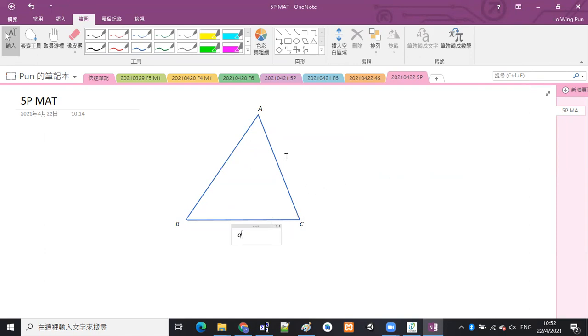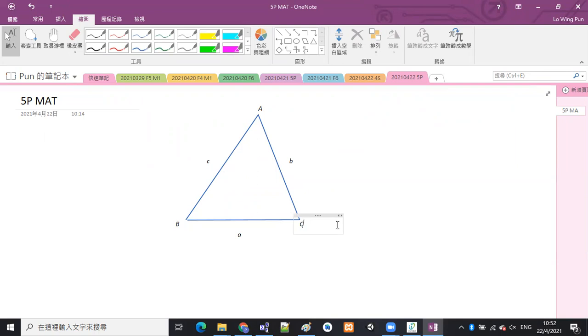Can you get the idea? How about this one? This side AC, what shall we label this? B, yes, because this side is opposite to this angle B. So it should be called small letter b. And the remaining one should be just c.